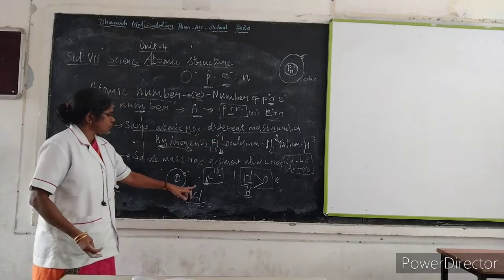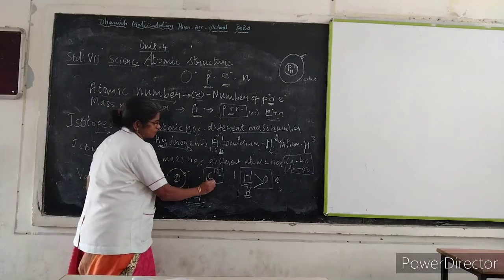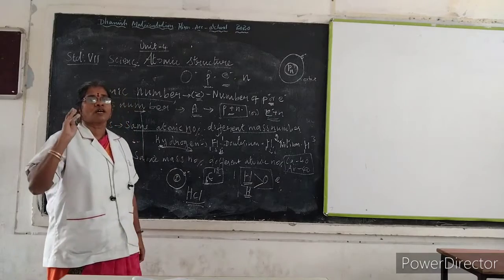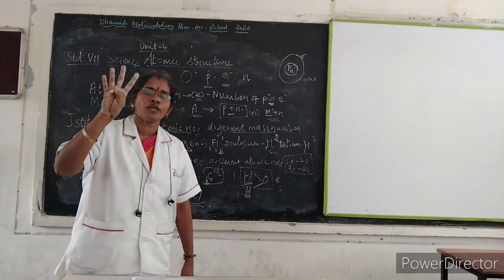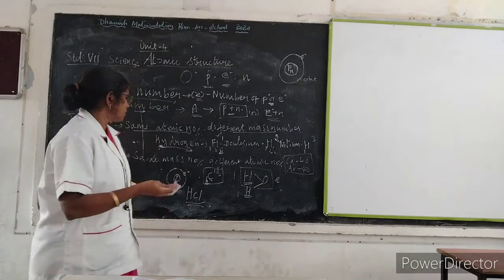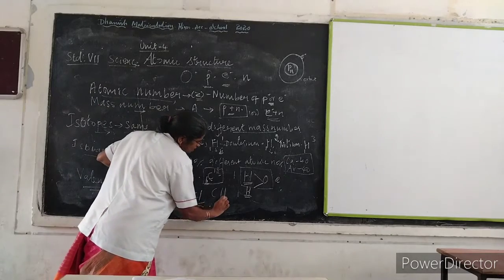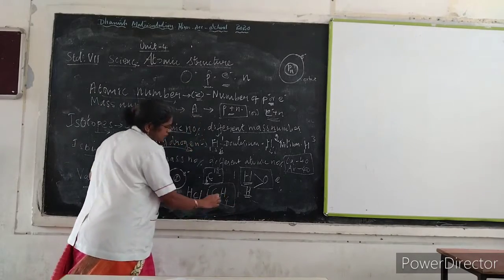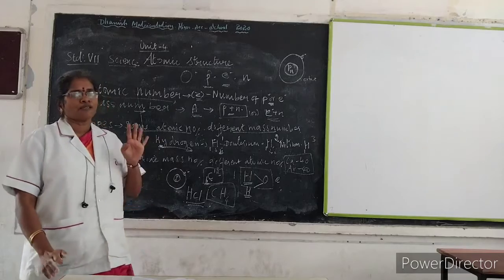For example, if you take carbon, carbon has valency 4. That means carbon can combine with four other atoms. That is, for example, CH4. CH4 is methane. That means the valency of carbon is 4.